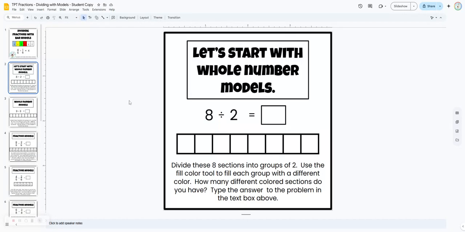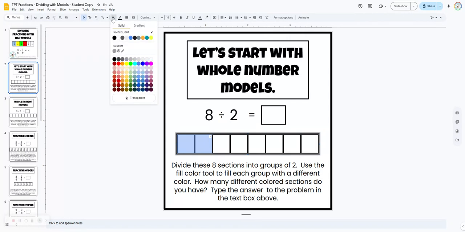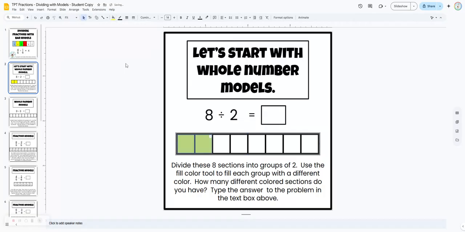So the lesson starts with just division of whole numbers. So we have 8 equal sections here, students can count them, and we want to divide them into sections of 2. So they're going to click and hold in one of the squares, scroll across until they have it highlighted, and then come up here to this fill color feature, click on it, and they're going to choose a color. We're going to select another 2 and we're going to color in a different color. So click and hold, scroll across.